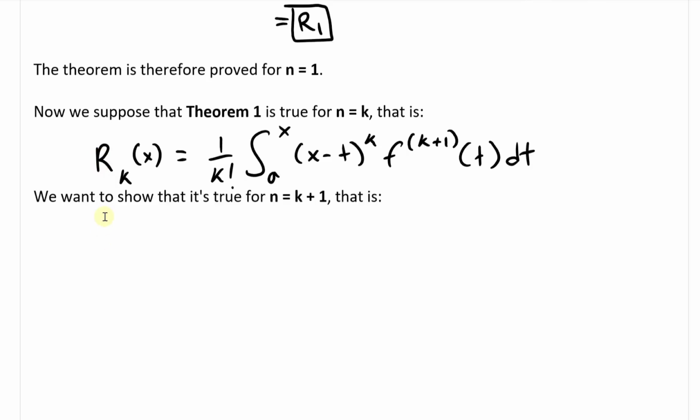And again, we want to show that it's true for n equals k plus 2. So this is what we assume is true. So we assume R_k of x is true. So now we just have to prove that n equals k plus 1 is true. So what we're going to do is just write this down for completeness.